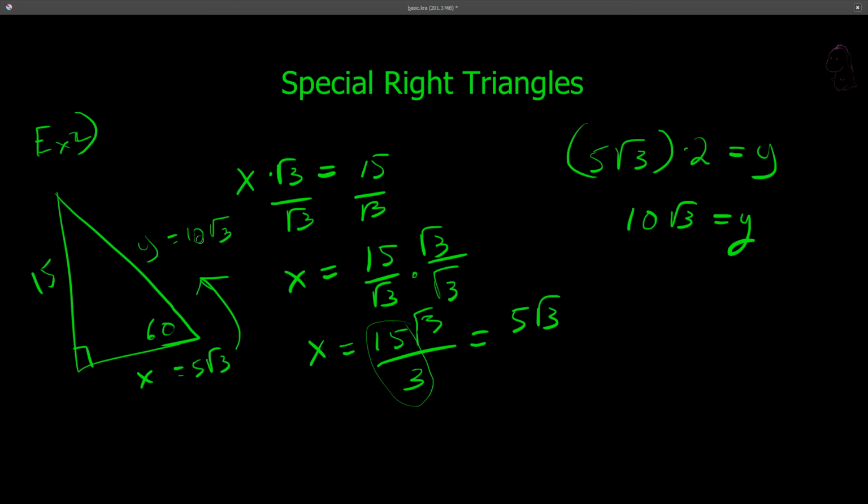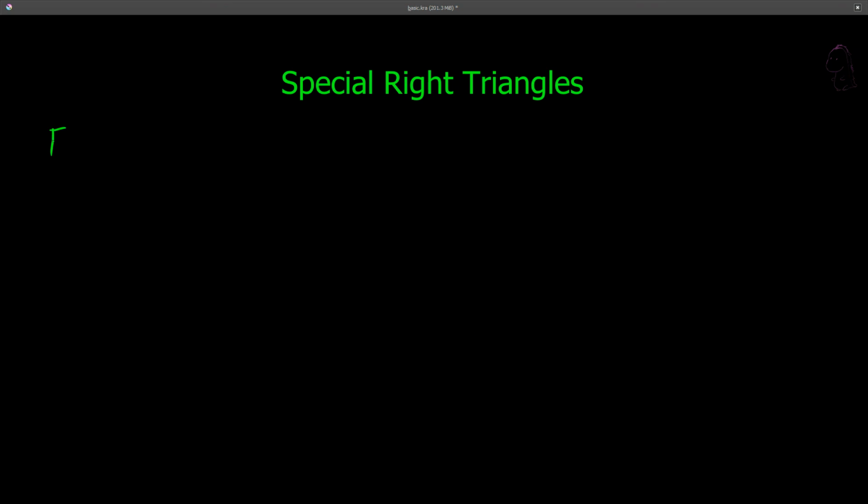Let's try another. What do you guys think they will give you this time? Yeah, they're going to give you the hypotenuse instead. I still can't draw very well on here. But say they give you this to be 18. Now, obviously, this is the short side and this is the long side. So let's find the short side. You always want to find the short side first.